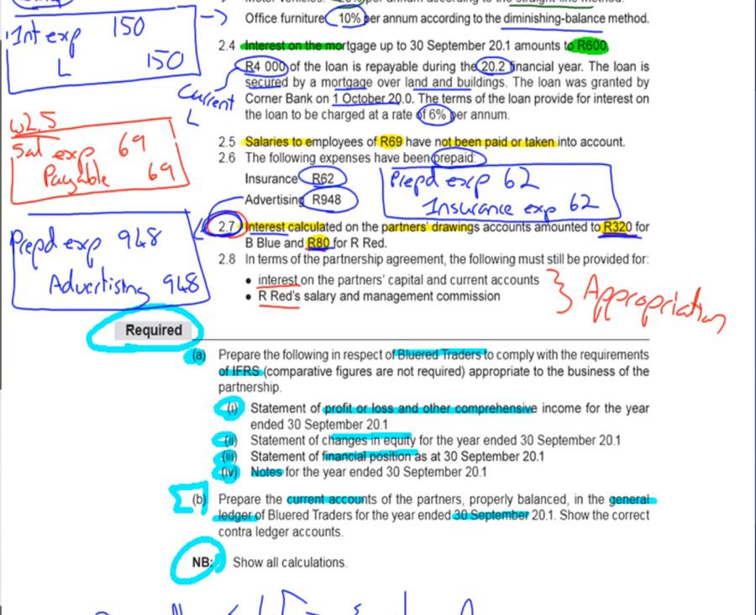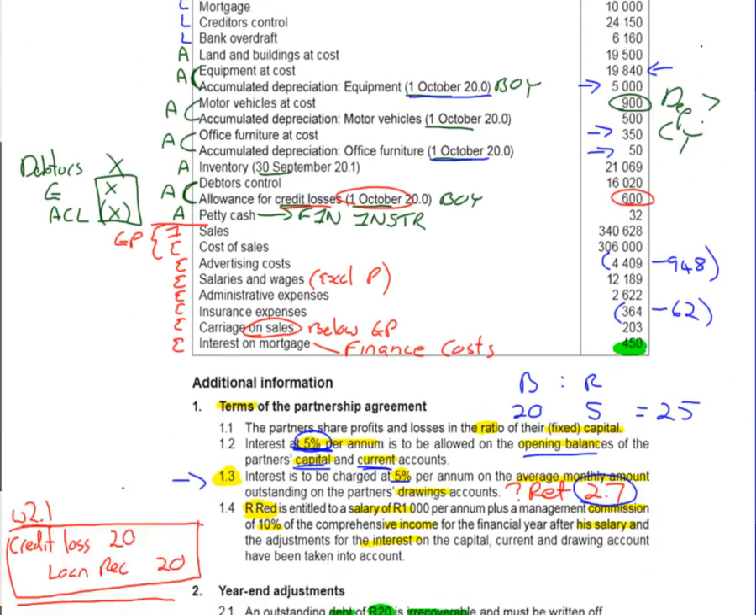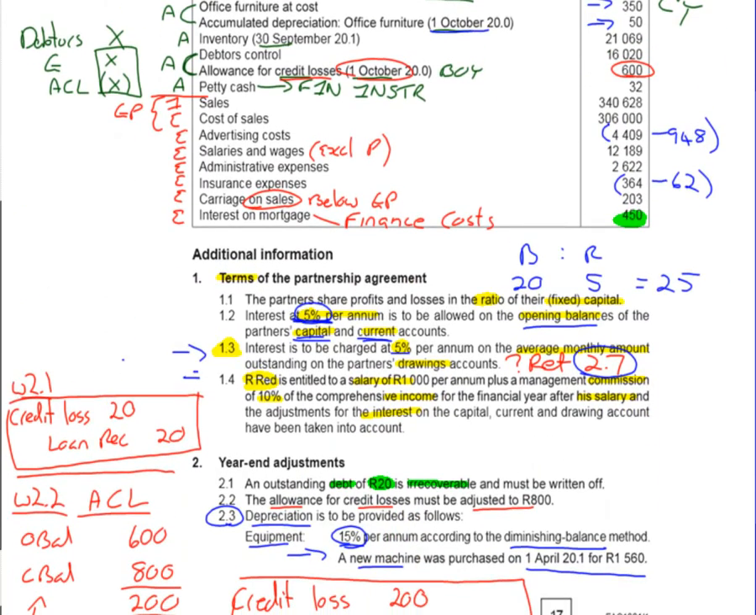So let's have a look for Red's salary. We know it still needs to be accounted for. I've just lost it for a second. Maybe it was on the previous page. There we go. Red is entitled to a salary of 1,000 plus 10% of comprehensive income after deducting salary and interest. Let's go and do that together.